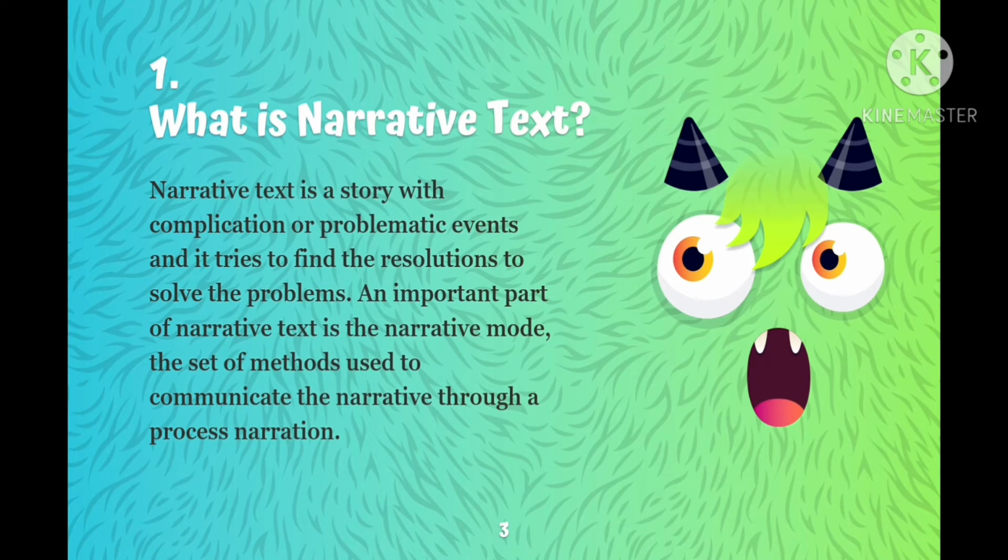The first is, what is a narrative text? Narrative text is a story with complication or problematic events, and it tries to find resolutions to solve the problems. So the text tells a chronologically connected series of events. Usually, the story is imaginative or just a story written by the creator with the aim of entertaining the readers.